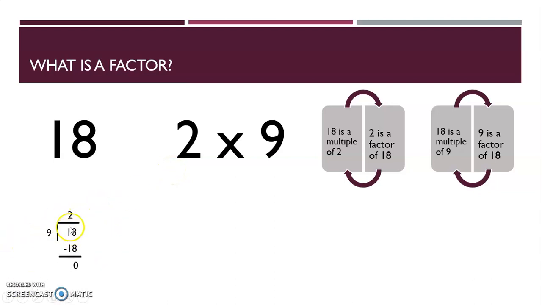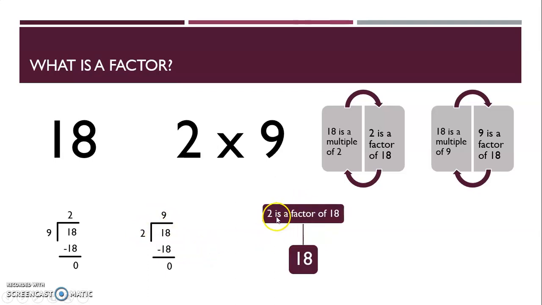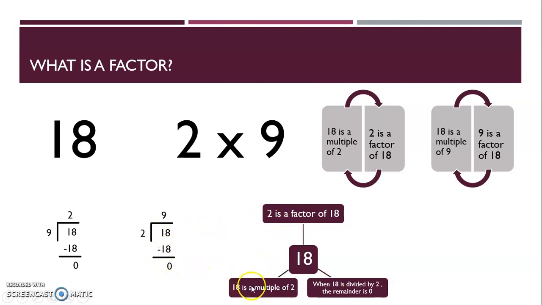Another thing that we notice is that when 18 is divided by 9, we get 2, and the remainder is 0. Again, 18 divided by 2 gives 9, since 9 times 2 is 18, and the remainder is 0. So when I say 2 is a factor of 18, when 18 is divided by 2, the remainder is 0, and 18 is a multiple of 2. If any one of these three things is true, the other two are also true.